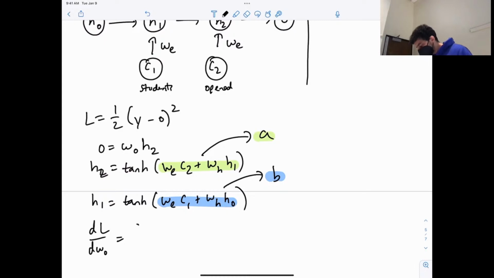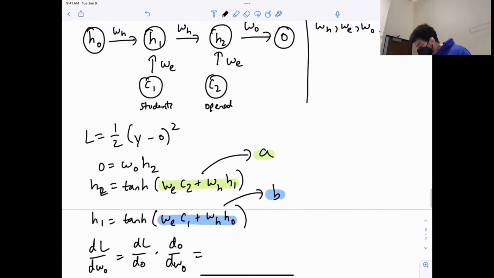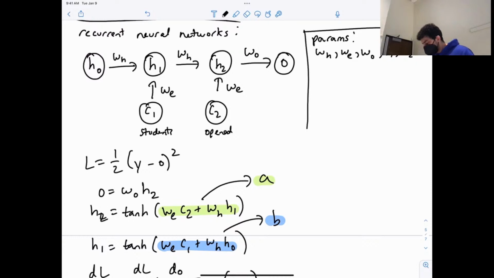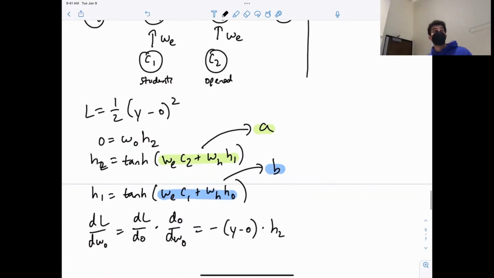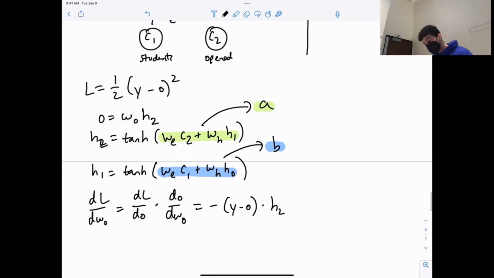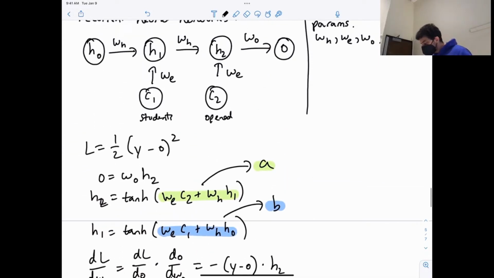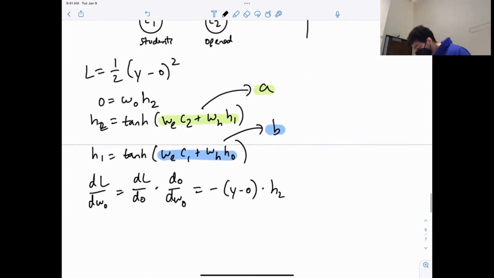Sorry, W sub o. This is dL/dO times dO/dW sub o, which we know this first term is just this, and the second term, dO/dW sub o, is just h2 from this equation, right? So this is all straightforward. It just follows from the chain rule. Let's look at dL/dC2. So C2 is only used once in this network, so it should also be fairly straightforward to compute.